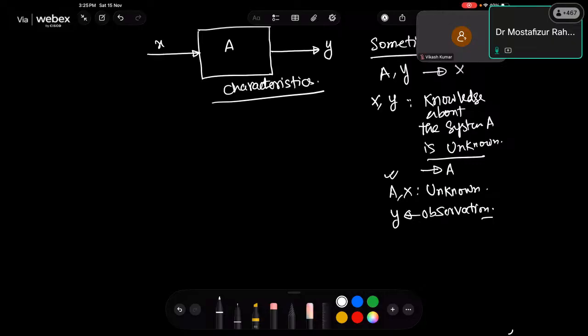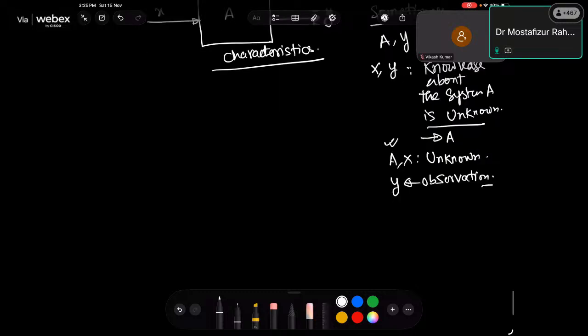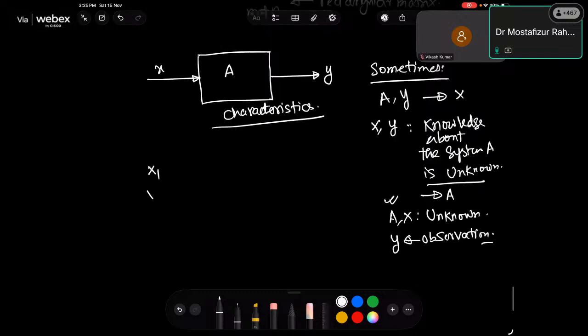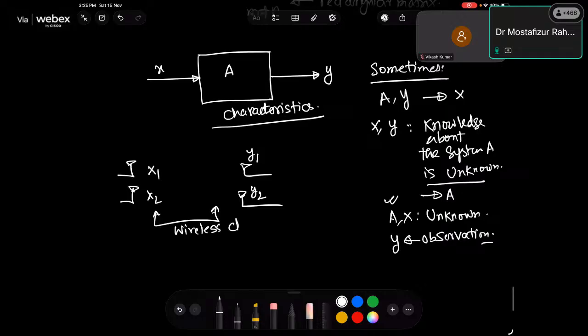In earthquake engineering, for example, or wireless communication: you transmit some data, X1, X2, from two antennas, and you receive just Y1 and Y2, but you have no knowledge about the wireless channel. So you need to model the channel, you need to identify the characteristics of the channel. And the equation is the same, y equals A x bar.